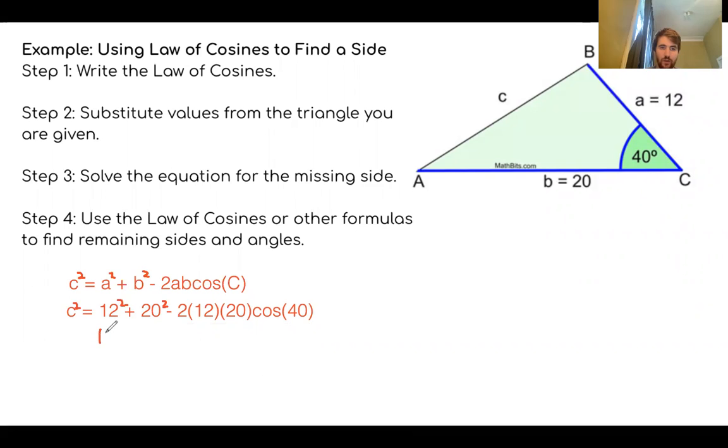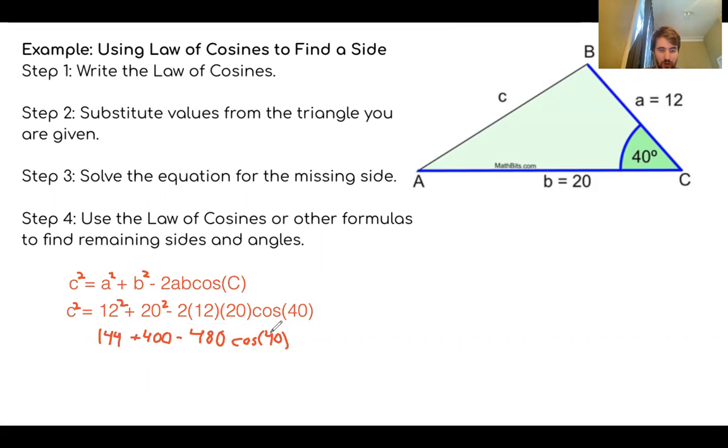12 squared is 144. Plus 20 squared is 400. Minus 2 times 12 times 20, 24, 48, 480 times the cosine of 40. Really, really important. Do not forget the order of operations here. You cannot, as much as you might want to, put all these numbers together. You can put 144 and 400 together, but you need to do 480 times the cosine of 40 before you can do anything else. So we'll do that real quick.